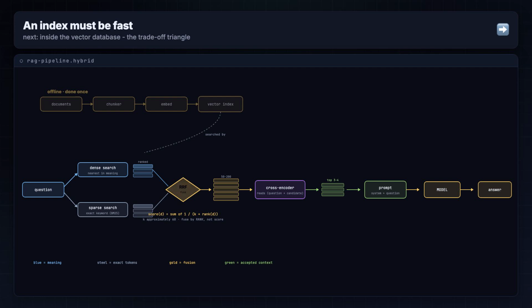But a vector index is only as fast as the trick that lets you search millions of vectors without checking everyone. Next time, we open up the vector database itself and the trade-off triangle hiding inside every one of them.